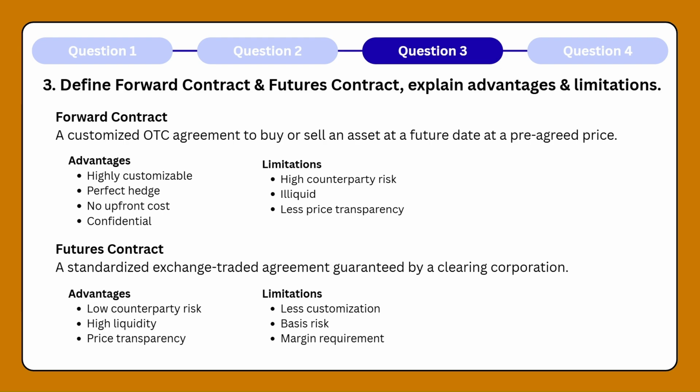Futures contract is a standardized exchange-traded agreement with clearing corporation guarantee. Advantages include no counterparty risk, high liquidity, and price transparency. Limitations include lack of customization, basis risk, and margin requirements. Exam tip: if a question asks for advantages and limitations, don't stop after defining the contracts. Those extra points often make the difference between average and high scores.